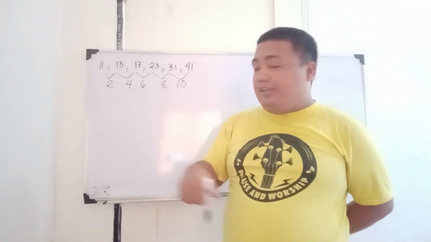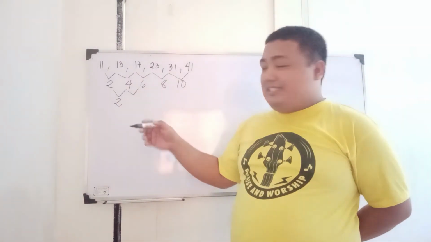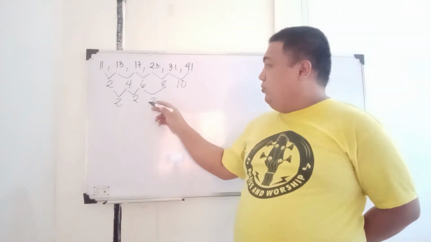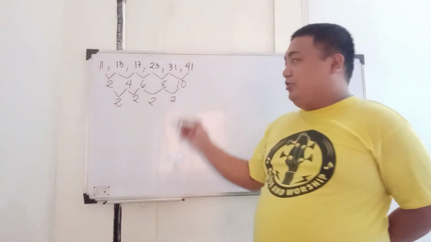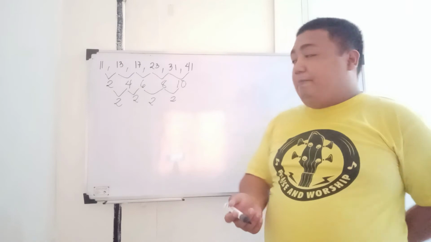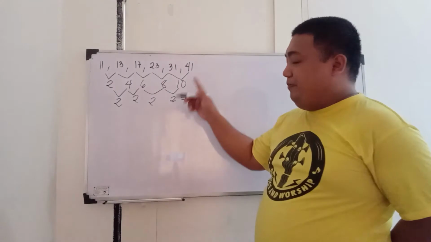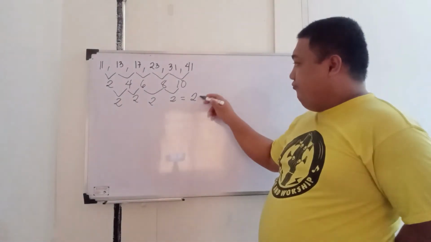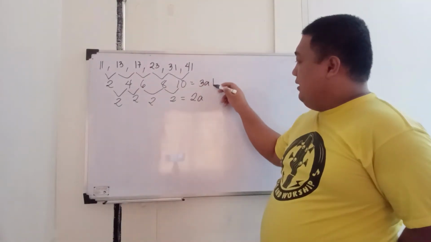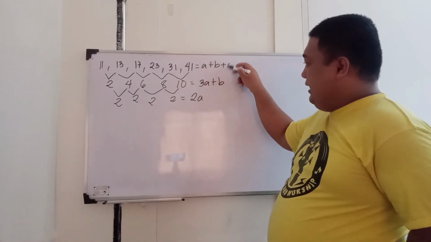So, sabihin, bababa ulit tayo. 2 papunta kay 4, 2. 4 papunta kay 6, 2. 6 papunta kay 8, 2. 8 papunta kay 10, 2. So, sabihin, it takes second row. So, that is a quadratic pattern. So, we will use the an squared plus bn plus c. Formula tayo. Yung first row, again, that is 2a. Sa taas, yung second row, that is 3a plus b. At yung nasa taas, yung pinakataas is a plus b plus c.